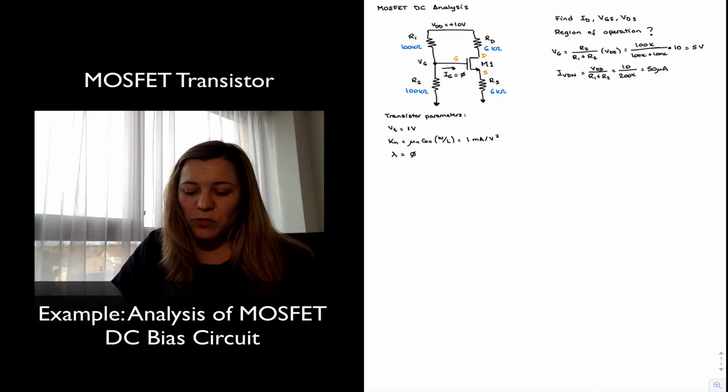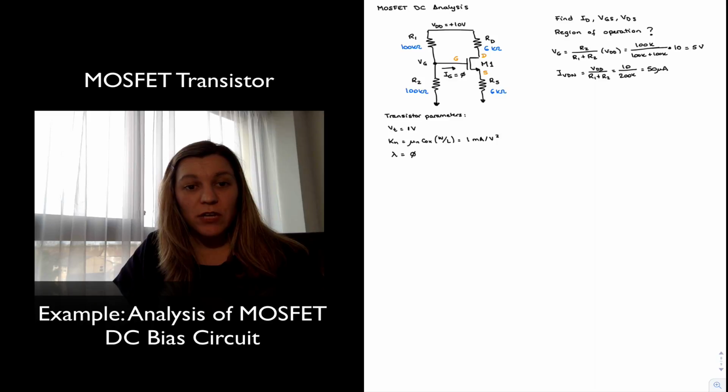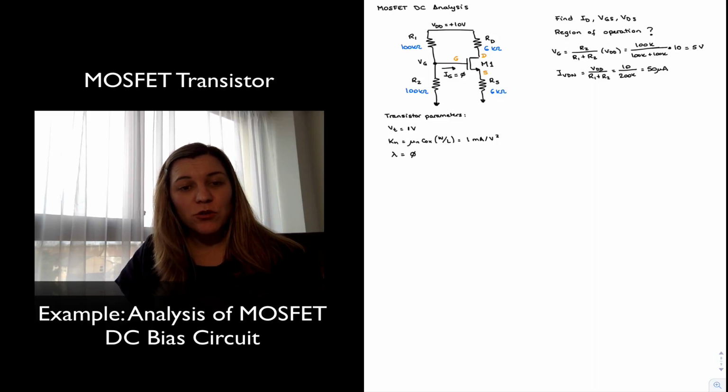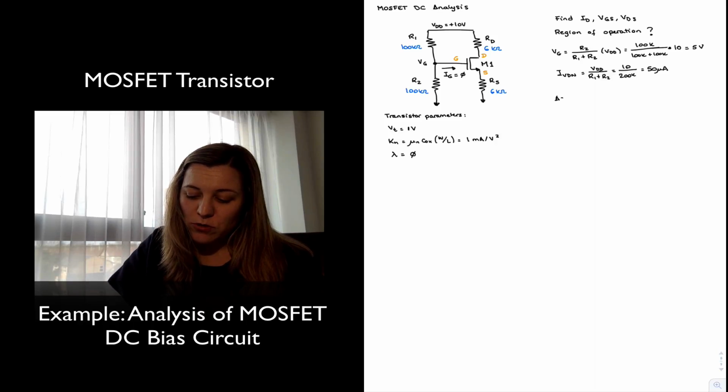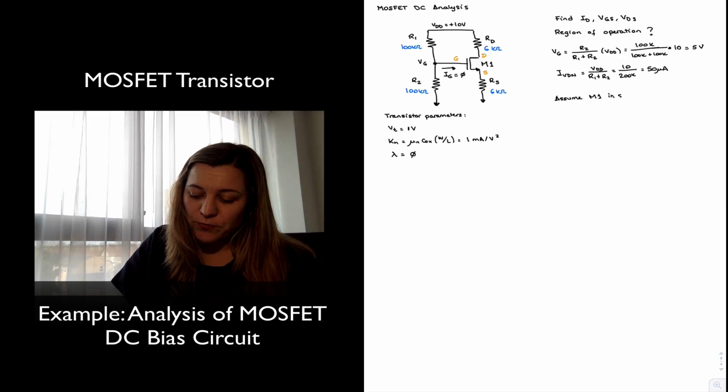Now, in order for me to start performing calculations, I need to know my region of operation, because my equations are going to be different. My equation for ID changes depending on whether I am in the cutoff, triode, or saturation region. Since we are not told which region we are in, we need to make an assumption. So we're going to assume that M1 is in the saturation region.